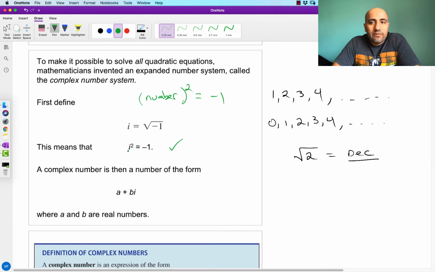Okay, so once we've accepted that that's true, then we can combine it in this form to create a whole new number system called the complex numbers. The complex numbers are going to be numbers that are written in this form. It is a plus bi, where a and b are real numbers, and of course i is this guy.